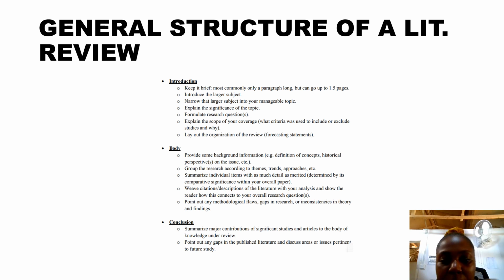Then the body. Now, you can have some background information, like you define some concepts. You also talk, maybe, about the history of that problem. After that, you group the research according to themes if you want, or according to methods or trends or approaches. Then you summarize the individual items with as much detail as merited. You put some citations, a description of the literature, and point out some gaps or inconsistencies in the findings which you notice.